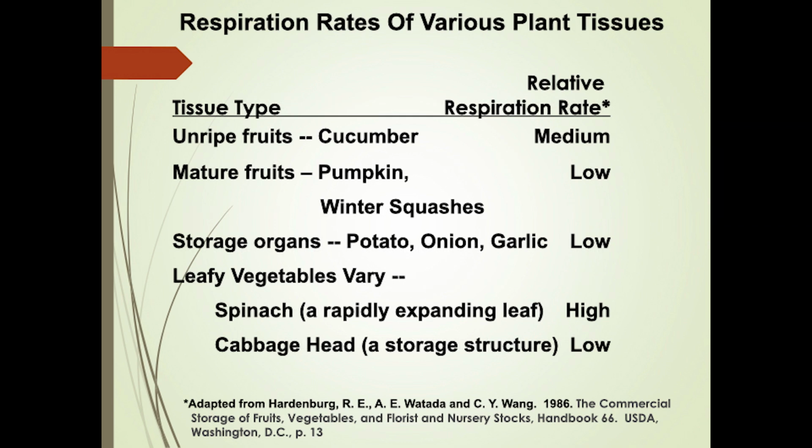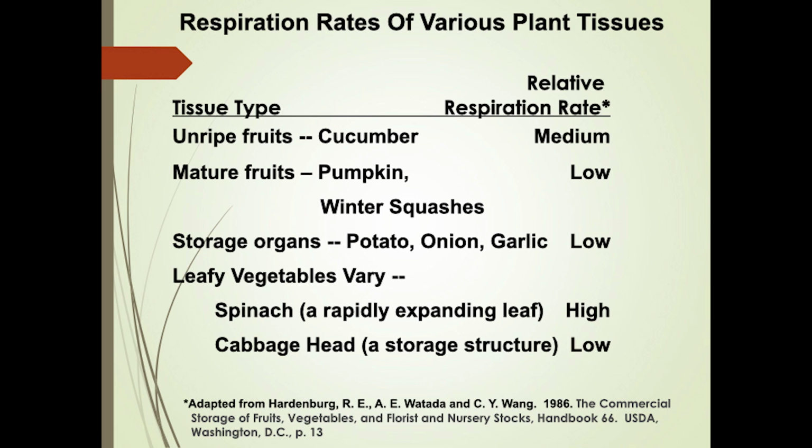Unripe fruits like cucumber have a medium respiration rate. The respiration rate is lower for these fruits because they are picked when relatively grown, but before they have begun to ripen. Mature fruits like pumpkin and the winter squashes, think of butternut squash and acorn squash, have low respiration rates. These fruits naturally last for long periods in storage. Storage organs like potato and onion and garlic also have low respiration rates.